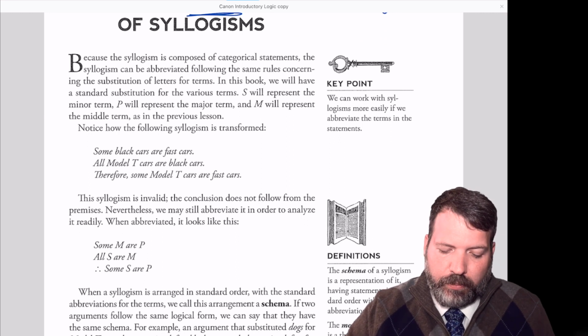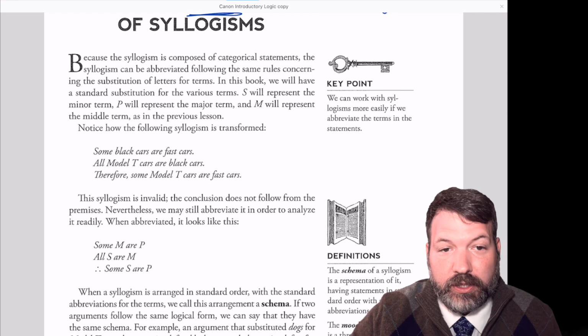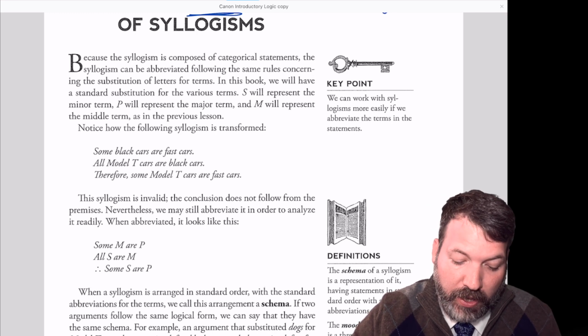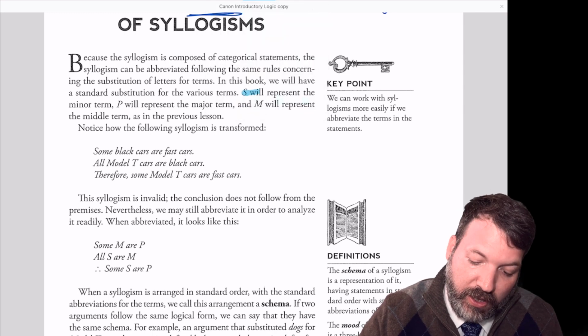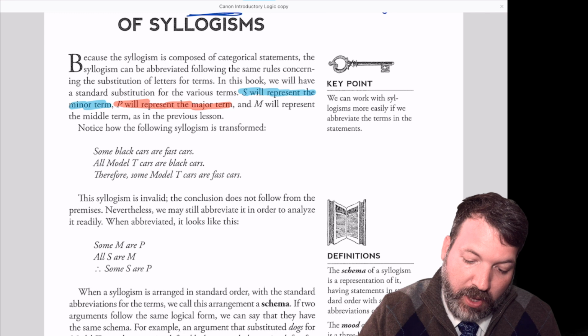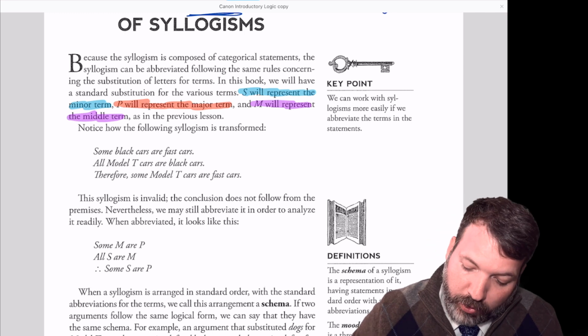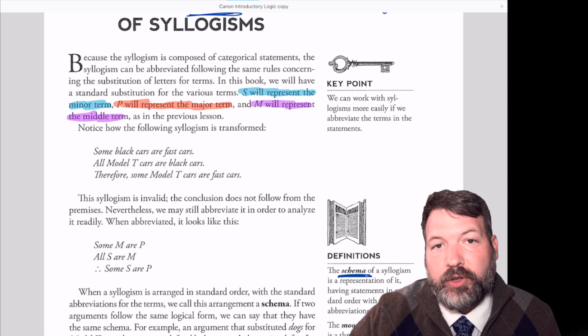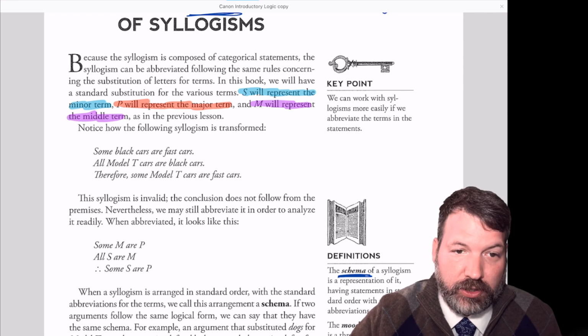Because the syllogism is composed of categorical statements, the syllogism can be abbreviated following the same rules concerning the substitution of letters for terms. In this book, we will have a standard substitution, so let's make sure we're familiar with this. S in general will represent the minor term. P in general will represent the major term. And M will represent the middle term. So we want to make sure we're familiar with that, because what we're going to do is use S, P, and M to build something called a schema. This is basically the skeleton for the syllogism.